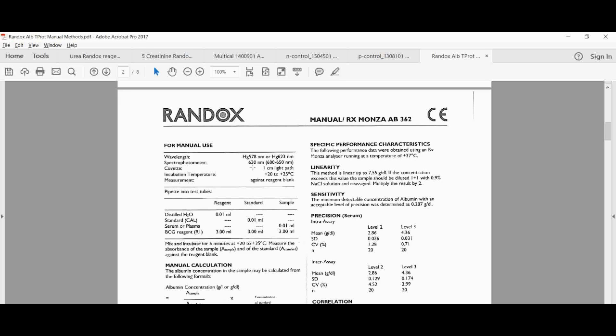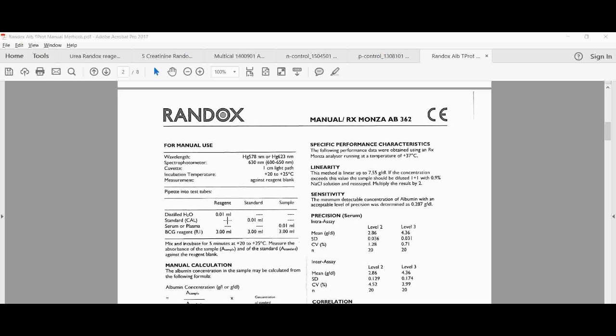So you're going to set your spectrophotometer to 630 nanometers, and you're going to use a 1 centimeter light path, and you're going to do it at room temperature, and the measurement is going to be against reagent blank. Now with this, you have to find your way of visualizing how you're going to do this. I find it easy to do it this way.